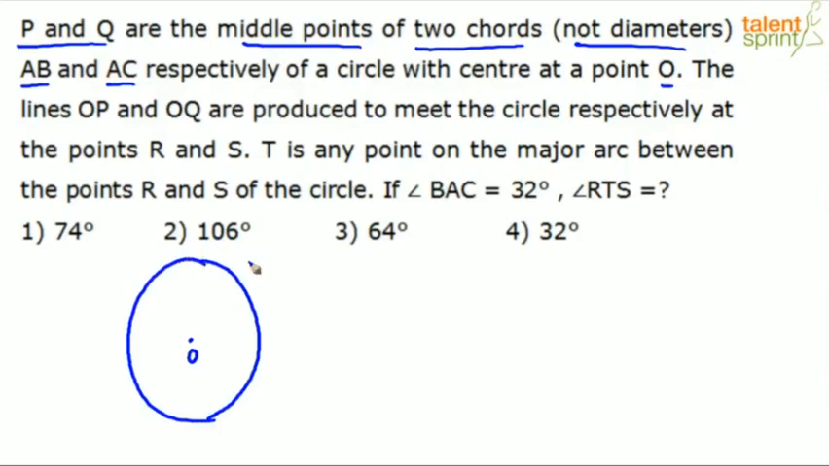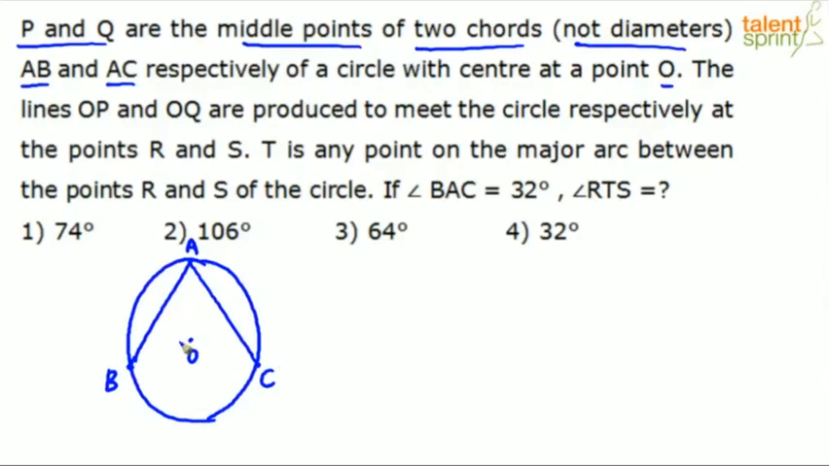Now AB and AC are the two chords of this circle, right? So let us draw the two chords, AB and AC. Understand there is a common point here. A is a common point between the two chords. So let us assume this is point A. And this is chord AB, and here is chord AC. These are the two chords. And what else do we know? P and Q are the middle points of the two chords of this particular figure that we have drawn, right?